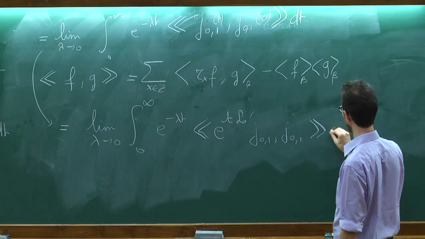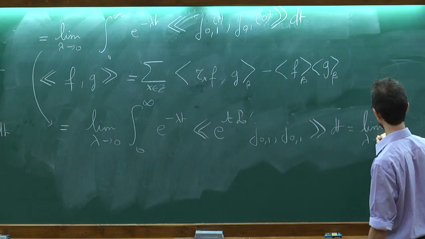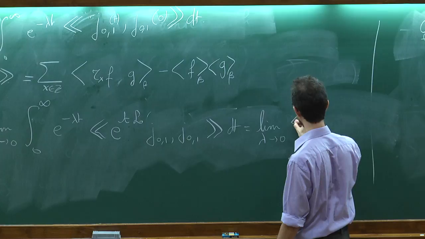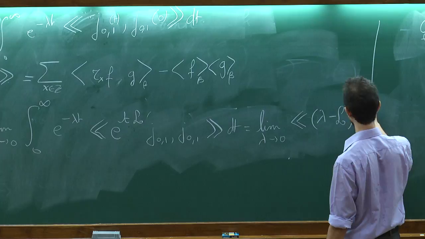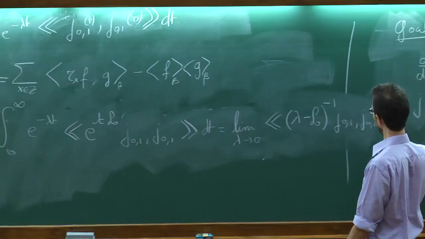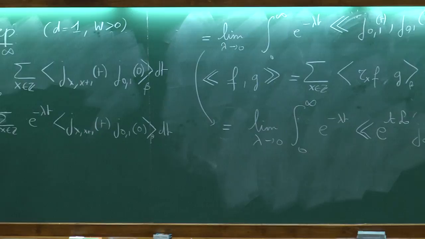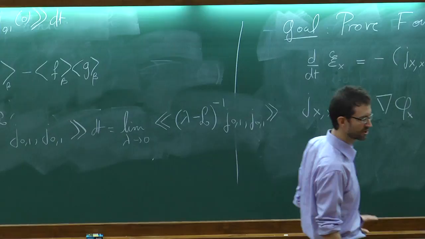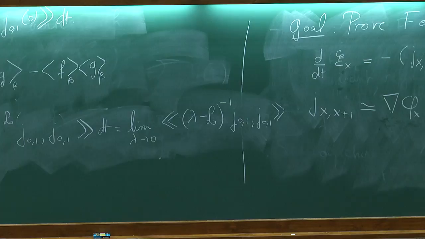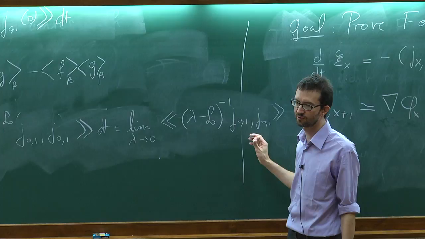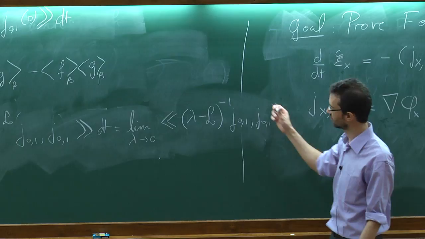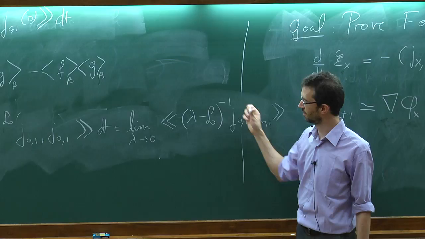And then by integrating in time, what appears is the resolvent of the generator: the limit as lambda goes to zero of the scalar product of (lambda minus L) to the minus 1 applied to g_{0,1}, with g_{0,1}. This is a simple computation, in fact, which permits us to rewrite the Green-Kubo formula, which was defined with an integral that is a priori not so well defined, in terms of an expression involving only the generator of the dynamics. So you have an algebraic definition of the Green-Kubo formula. The goal, if you want to prove that this transport coefficient is well defined, is to prove that as this damping parameter goes to zero, this quantity does not blow up. Okay.